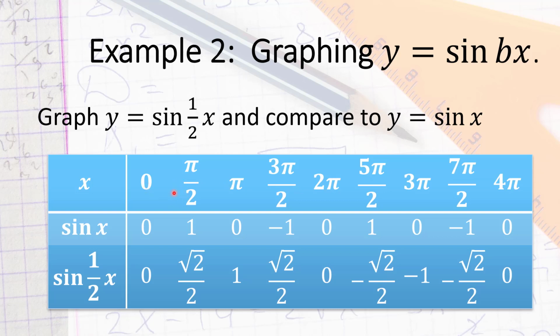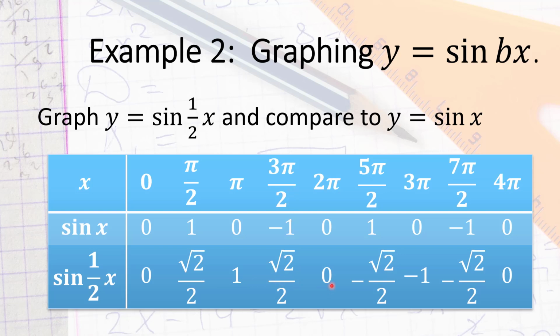So when x is 0, sine of x is equal to 0, and sine of 1/2 x is 0. When x is pi over 2, 1/2 x is pi over 4. So sine of pi over 2 is 1, but sine of pi over 4 is root 2 over 2. When x is equal to pi, sine of pi is 0, but sine of 1/2 pi is 1. And if we continue, we will have -1 and root 2 over 2.